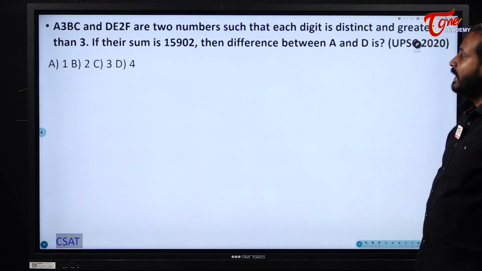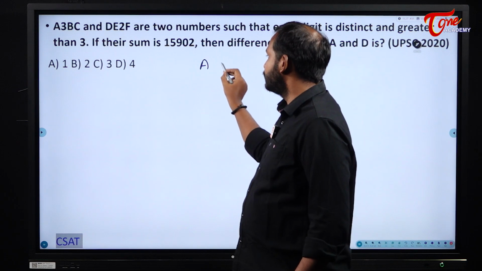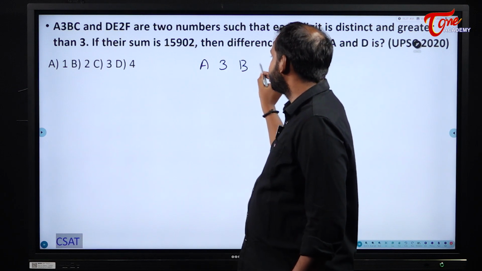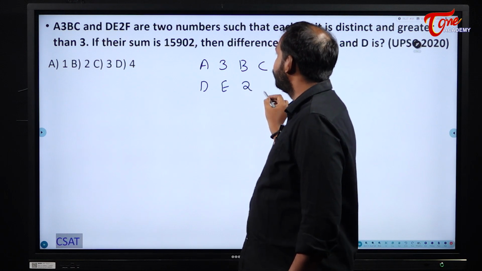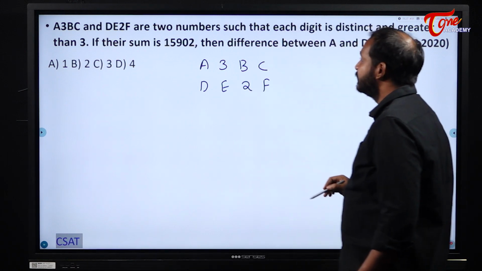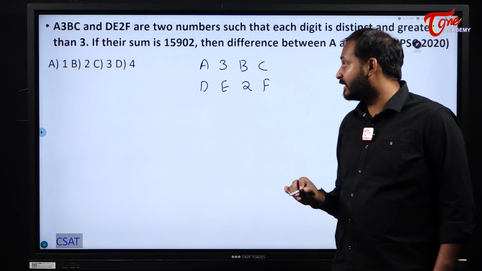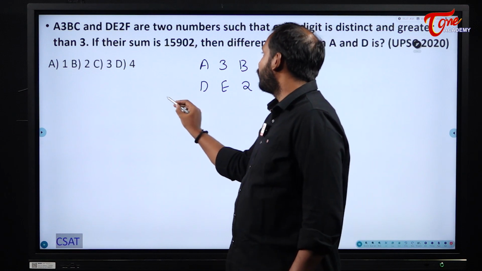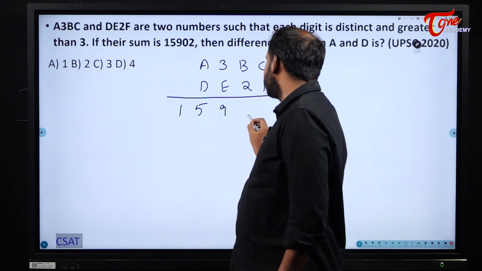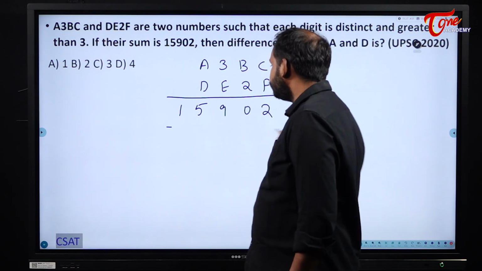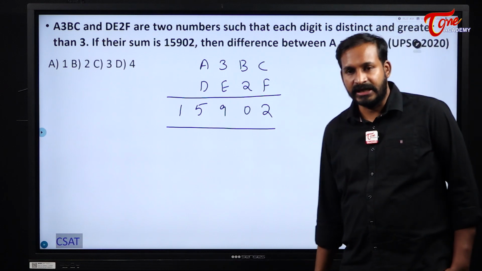Next one, A3BC DE2F. Okay, this is the question. A3BC and DE2F are two numbers such that each digit is distinct and greater than 3. Okay, all the digits are greater than 3. If their sum is 15902, then the difference between A and D is, that is the question.